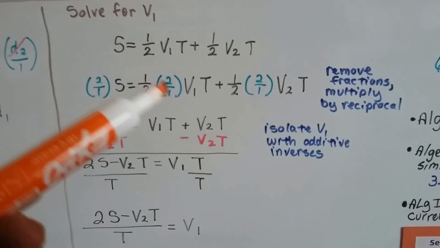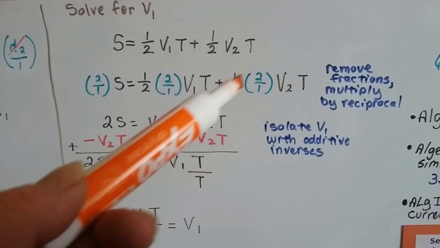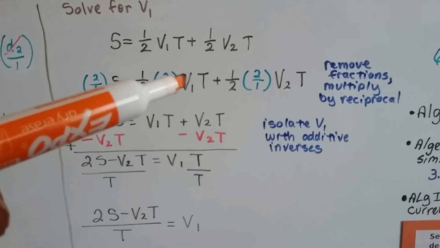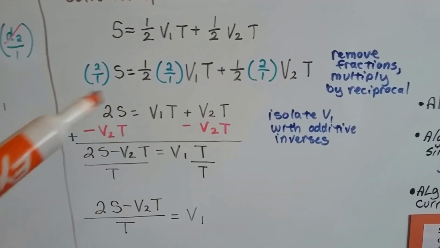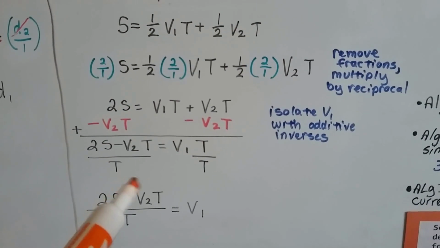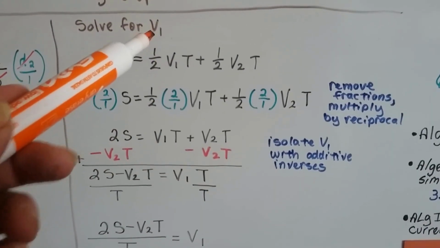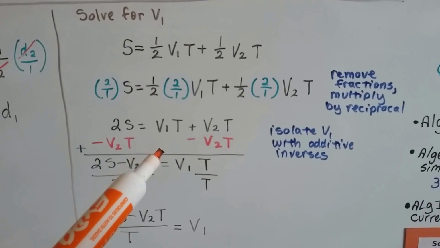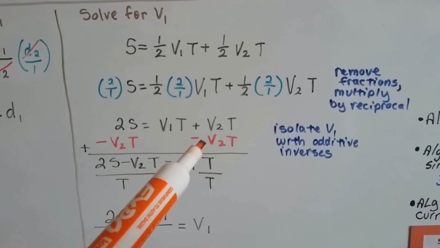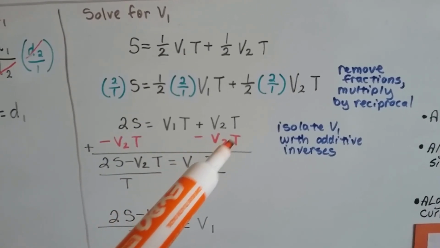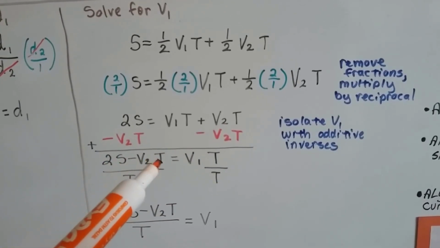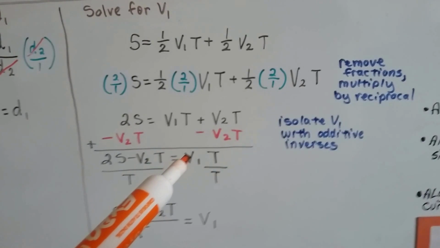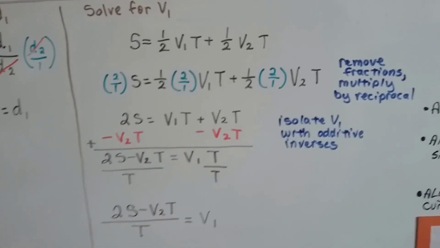That creates a 1, so we get rid of it. That creates a 1, so we get rid of it. And we're left with V sub 1 t plus V sub 2 t. Now to isolate the V, because remember we're trying to solve for V sub 1. To isolate V sub 1, we can add a negative V sub 2 t to each side. That'll give us 2s minus V sub 2 t equals V sub 1 t.